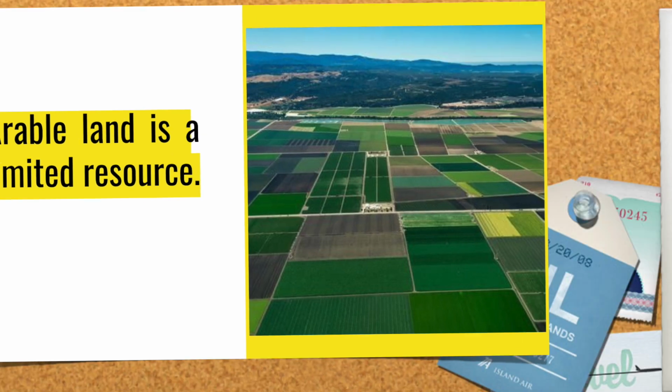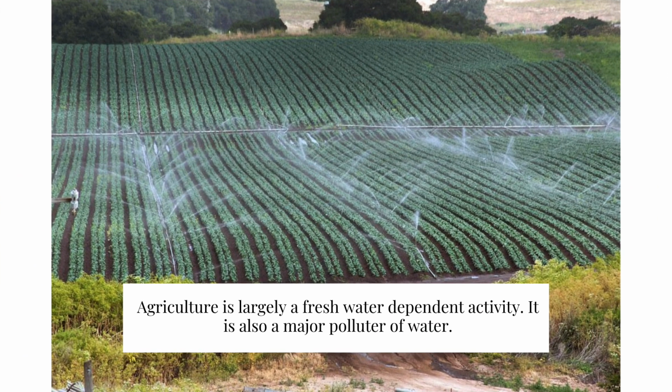There's also the issue of water. Fresh water is a limited resource, and agriculture is a major polluter of water. So these are two things we have to look at when we talk about the improvement of crop production.